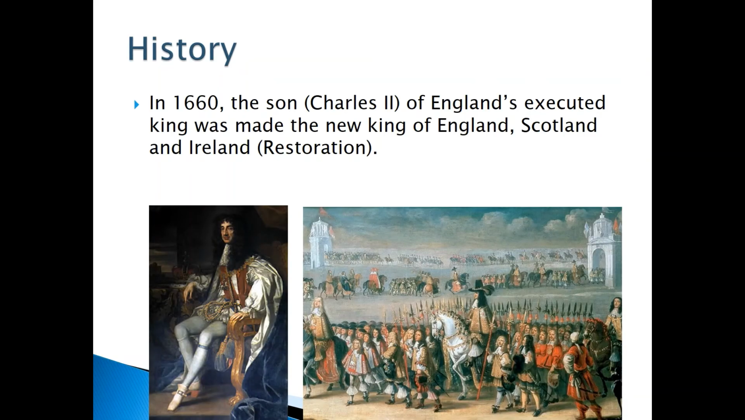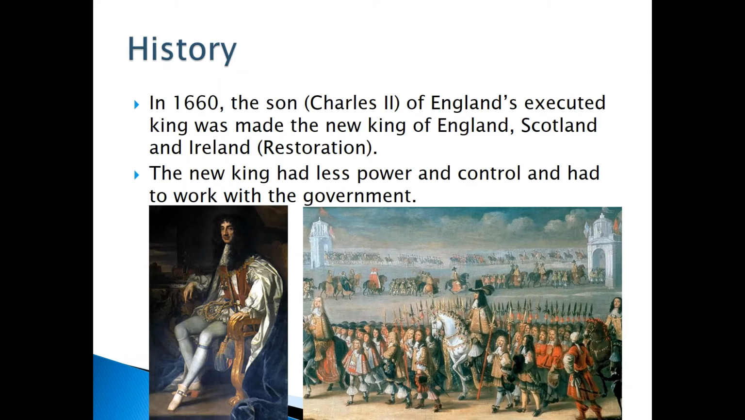In 1660, the son of England's executed king was made the new king of England, Scotland, and Ireland. So people in England wanted to have a king again, but the new king had less power and control and had to work with the government. Before, the King of England had lots of power. Now, the new king had less power and he had to work with the government. He couldn't do what he wanted anymore.